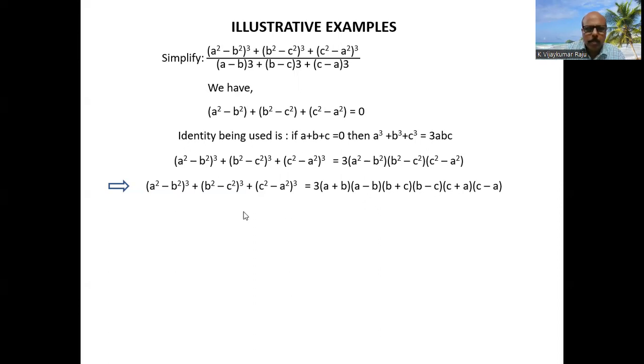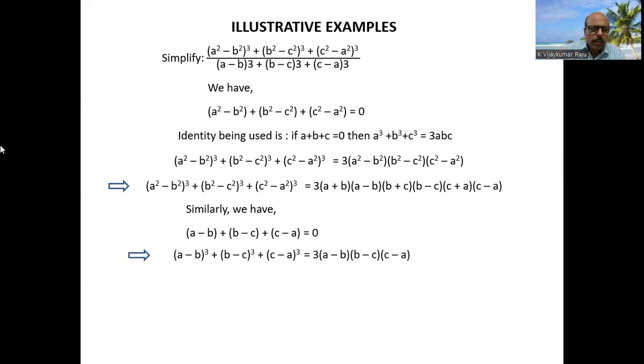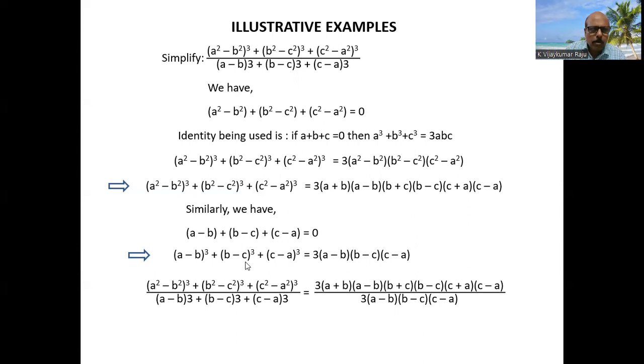This is your numerator. Now, let us consider the denominator. Now, denominator, a minus b, b minus c, c minus a. So here again a minus a cancels, b minus b cancels, c minus c cancels. This is also 0. So again the same identity. So if you use the same identity, this should be equal to 3 into a minus b, b minus c, c minus a. So this is your numerator, this is your denominator. Let us write them one below the other. When you write one below the other, see this takes the form.